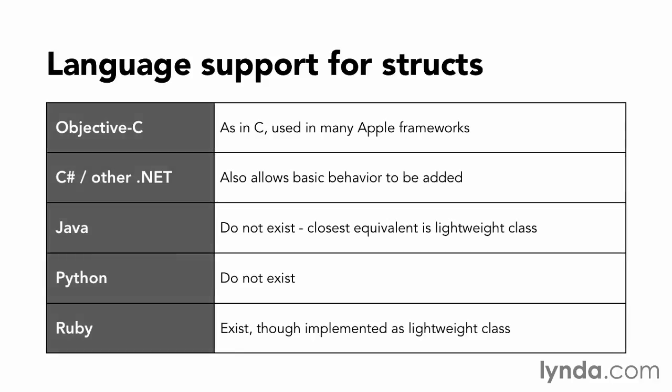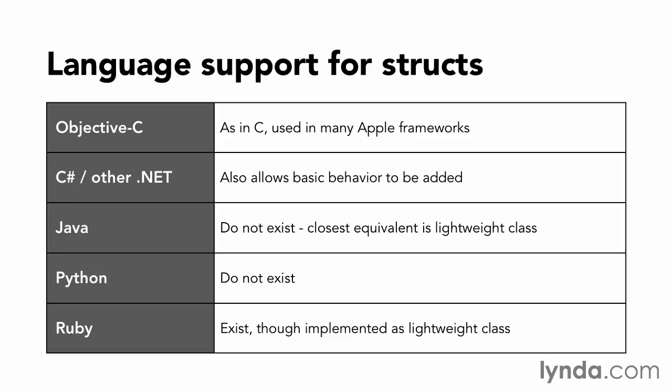As a few examples, Objective-C is built directly on top of C, so structs exist exactly as in C, and they are used a lot in both the iOS and the Cocoa frameworks. In C# and by extension in other .NET languages, structs also exist. They are simple value types, but in .NET, you can add simple methods and properties to a struct, though Microsoft do recommend if you're going to add any significant functionality, you should probably make it a class, and I quite agree. But once we get to Java, structs are not directly supported.